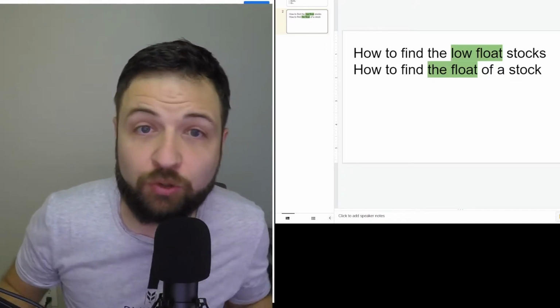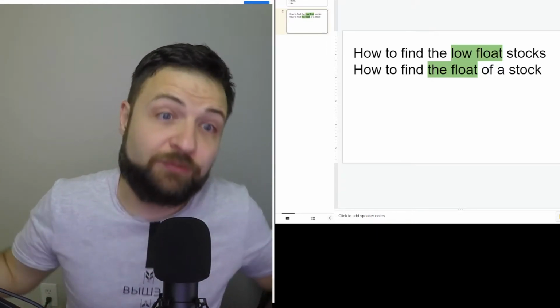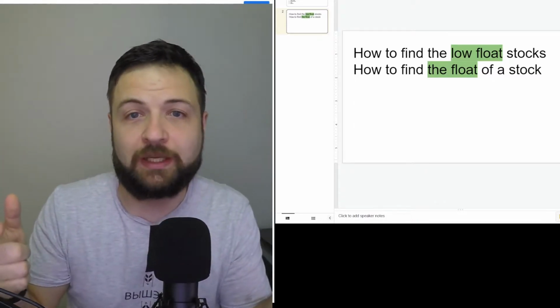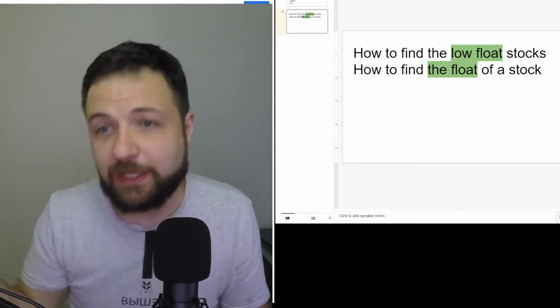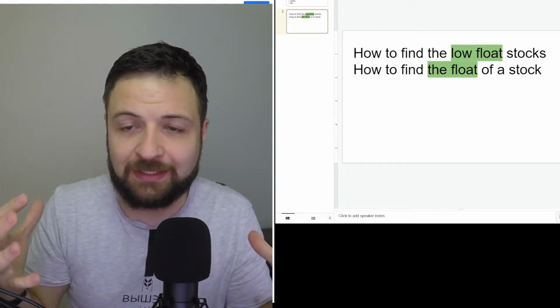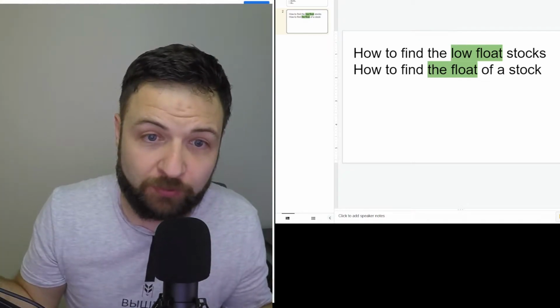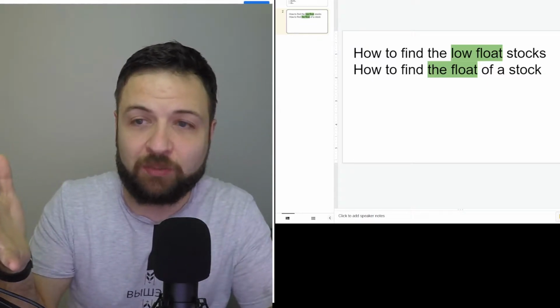How do I find the low float stocks? How do I find the float of a stock? Let's look at those options that are available to us. There are free options and there are paid options, but the general idea is the same. What is the float of the stock? Well, let's answer that question really quick.